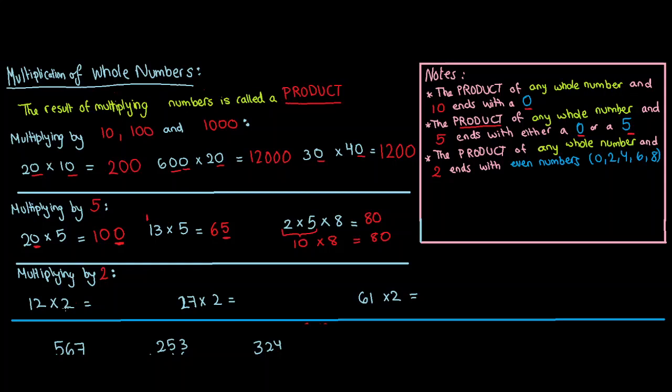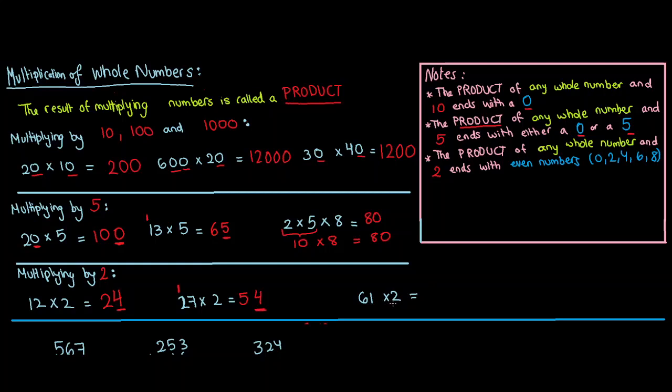12 times 2. Let's do 2 times 2 first. So we put the 4 down because 2 times 2 is 4. Then 2 times 1, and the answer to that is 2. So the answer is 24, and 4 is an even number. 27 times 2. So let's do that again. 2 times 7 is 14, and we carry the 1 up here. And then 2 times 2 is 4. 4 plus 1 is 5. So the answer is 54. Again, it ends with an even number.